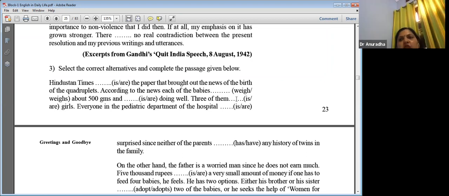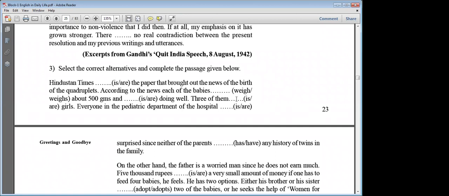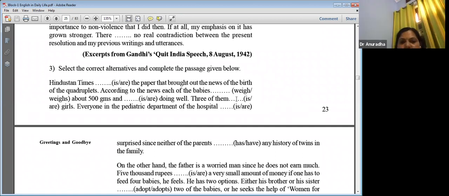इज आएगा. यू each और every, मैंने बोला ना अगर आपका each और every सब्जेक्ट है ना तो हमेशा सिंगुलर वर्ब आप उसके साथ यूज करेंगे. Everyone in the pediatric department of the hospital is surprised. Is surprised. Neither of the parents has आएगा, have आएगा?